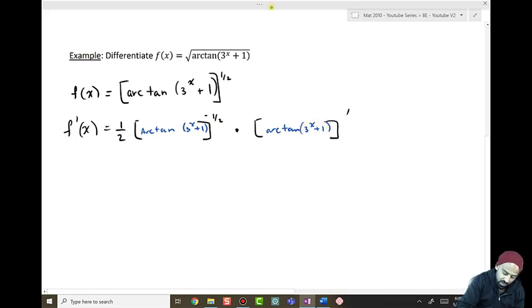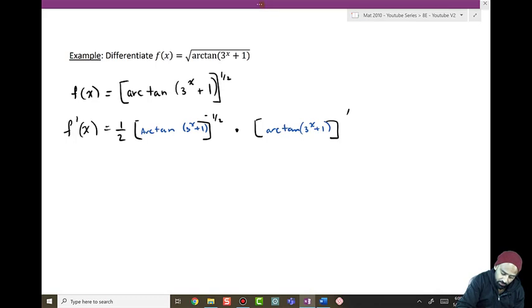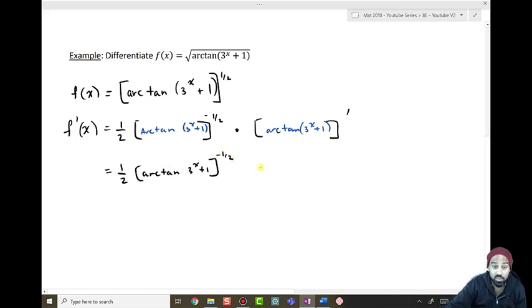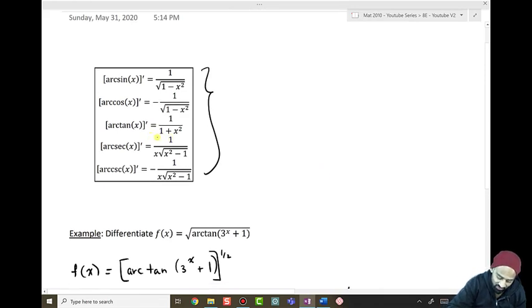And now on the left, what do we end up with? So this is done: arc tan of 3 to the x plus 1, raised to the negative 1/2 power. Now I have to take the derivative of this next piece. Do you remember the derivative of arc tan? If you don't, go back and look at the last video where I show you. The derivative of arc tan of x is 1 over 1 plus x squared.